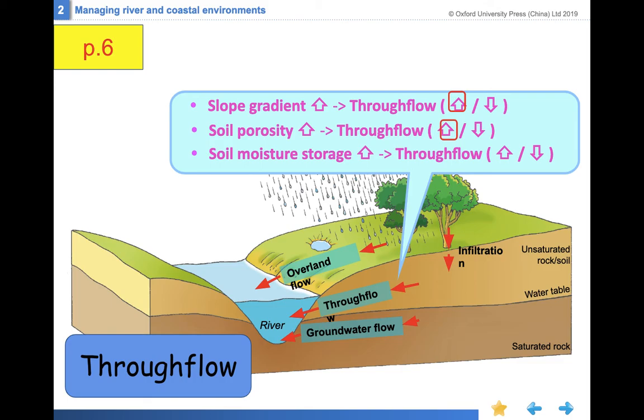Soil moisture storage. If it is high, the through flow will increase as well because it could allow more moisture to get in.